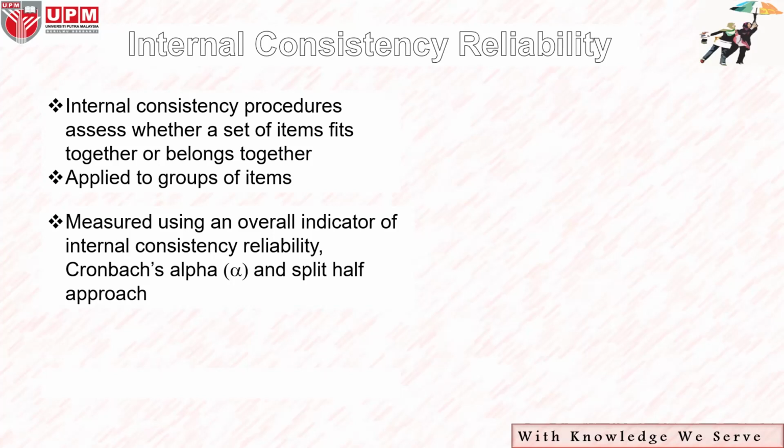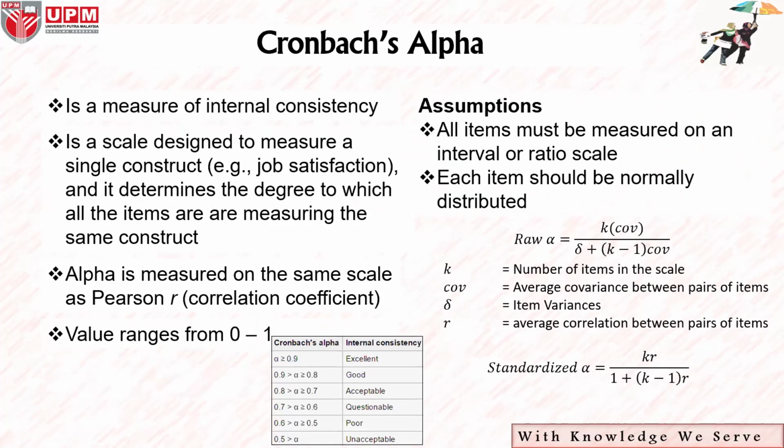So it is applied to groups of items. We measure using an overall indicator of internal consistency reliability, which is Cronbach alpha, or the split-half approach. Two things: we use either split-half or Cronbach alpha. If you want to use the Cronbach alpha approach, this is the easiest. It is a measure of internal consistency. It is a scale designed to measure a single construct, for example job performance or job satisfaction, and it determines the degree to which all the items are measuring the same construct. Meaning all the items within that instrument are measuring a similar thing.